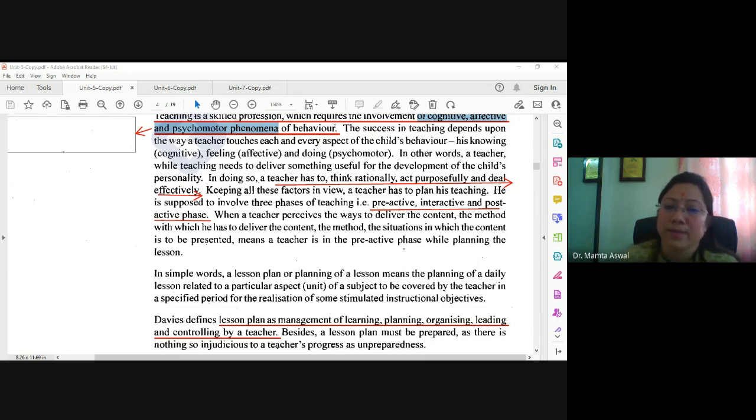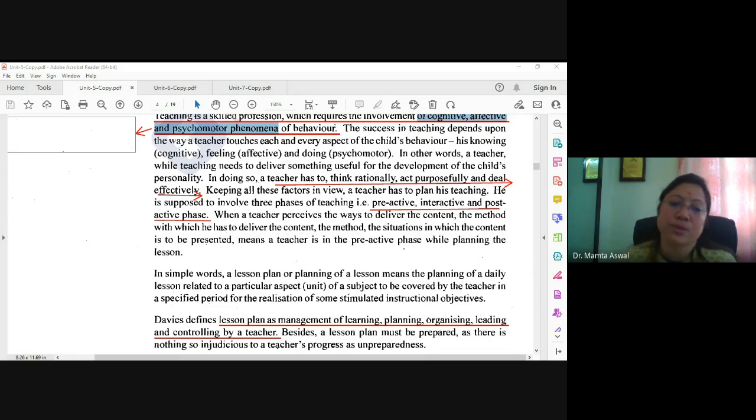Interactive phase is the time period when the teacher is inside the classroom, when the interaction is taking place between the teacher and the students. So this is the interactive phase, where the actual teaching learning takes place.